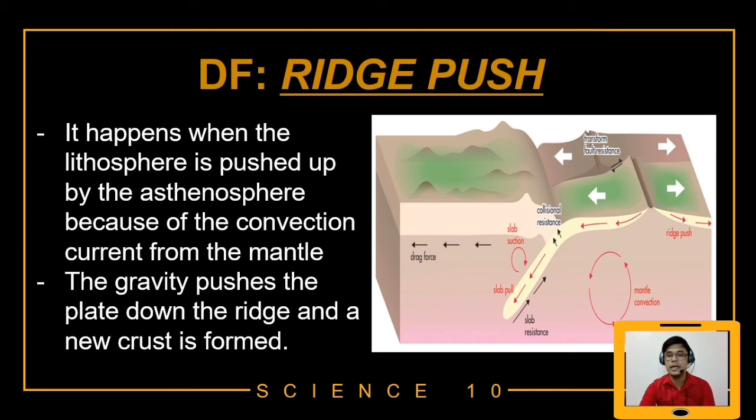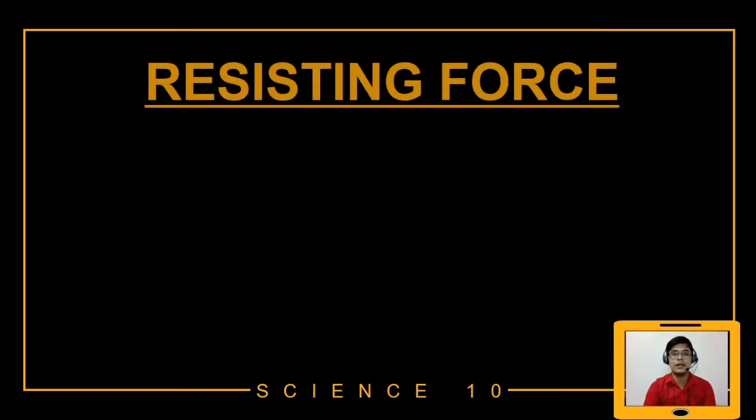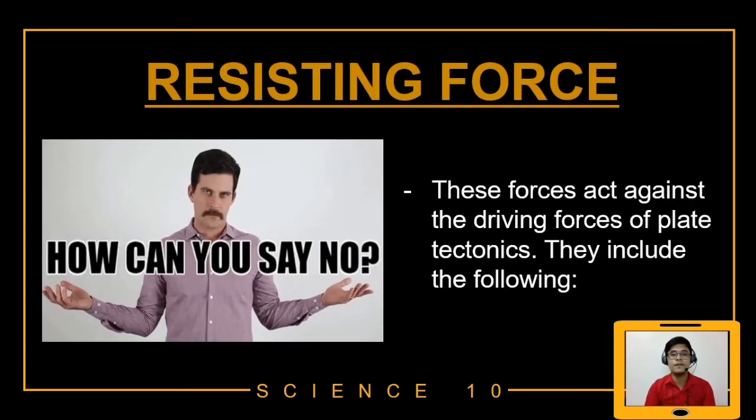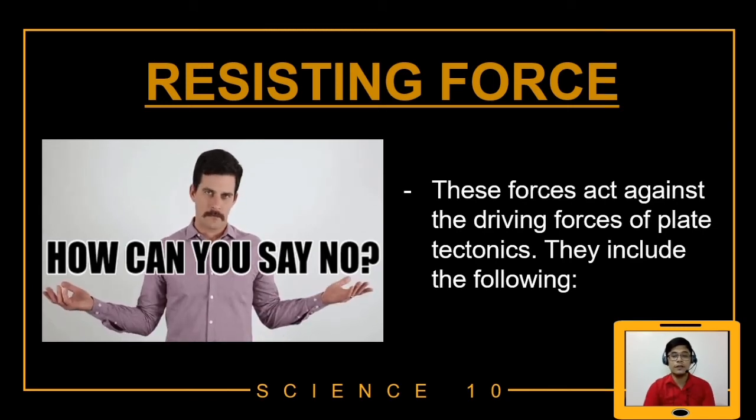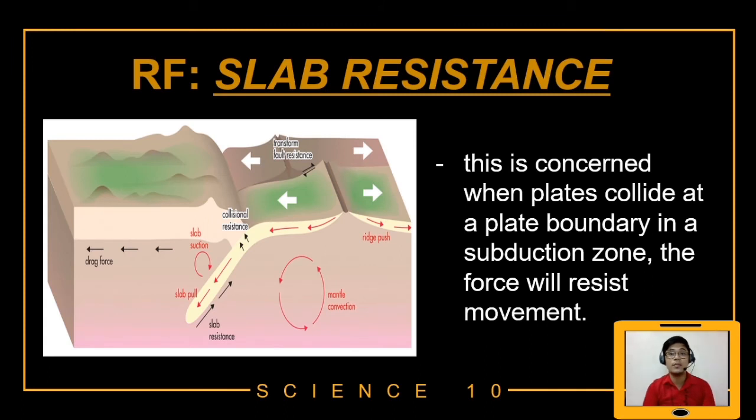So here we can see that there is this new crust that is being formed because of the gravity, and that is also through the help of this ridge push. So we're done with the driving forces, and now let's have the resisting force. So resisting forces are forces that act against the driving force of plate tectonics. They include the following. Number one, we have the slab resistance.